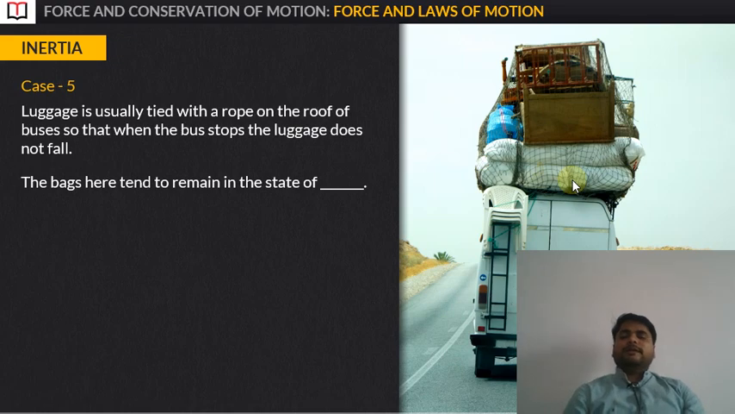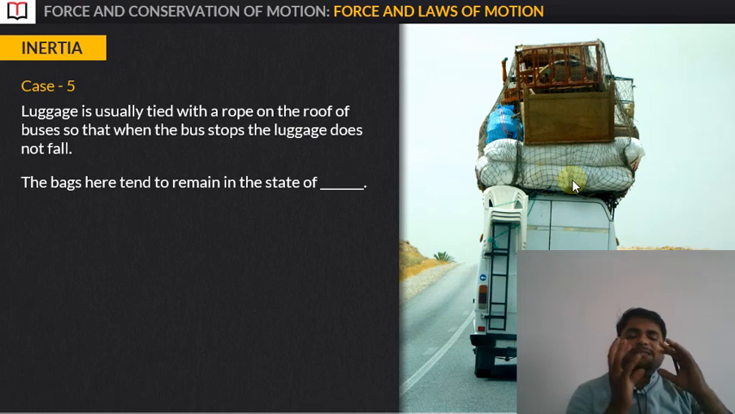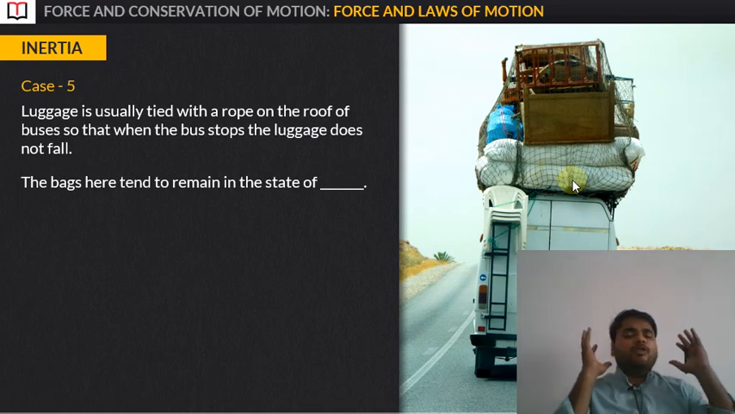Now case number 5. Case number 5 says that luggage is usually tied with a rope on the roof of buses, so that when the bus stops the luggage does not fall. The bags here tend to remain in the state of motion. So we have seen that suppose luggage was on the roof of the bus and it is moving with a certain velocity, it means the whole body is in motion.